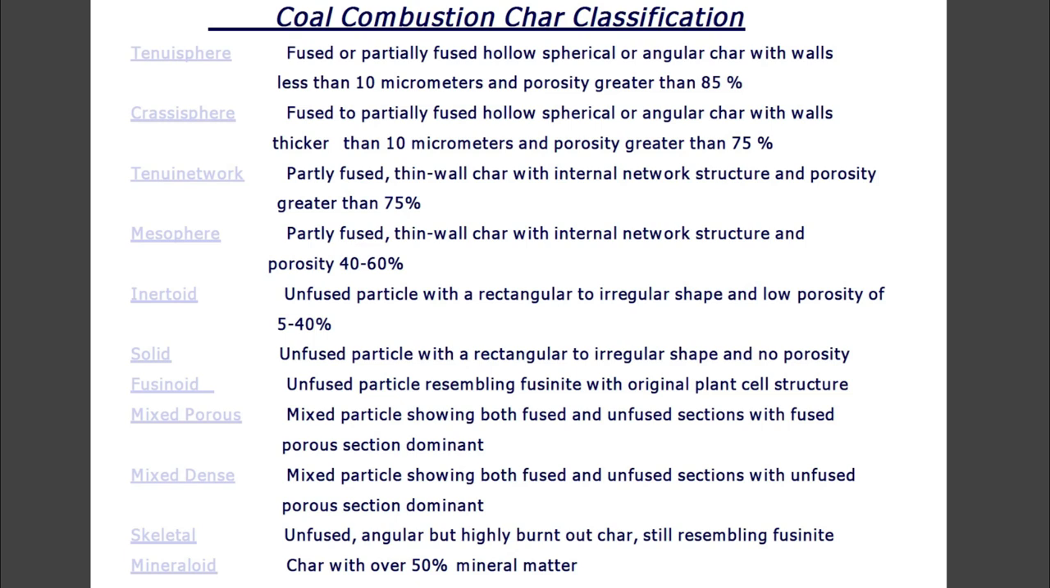Inertoid: unfused particles with a rectangular to irregular shape and low porosity of 5 to 40%. Solid: unfused particle with a rectangular to irregular shape and no porosity. Fissionoid: unfused particle resembling the original fuel, with original plant cell structure.